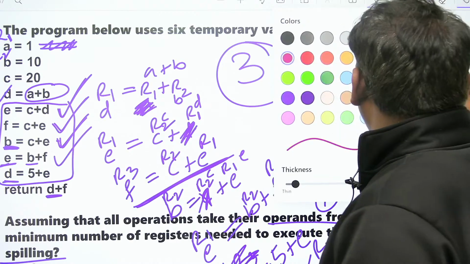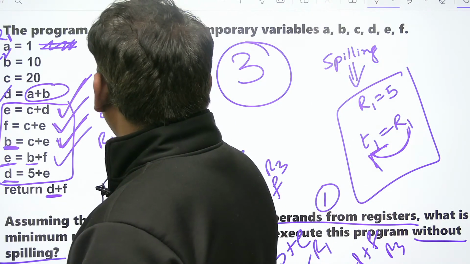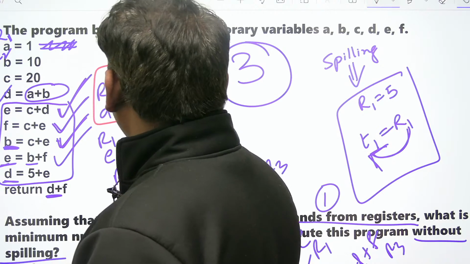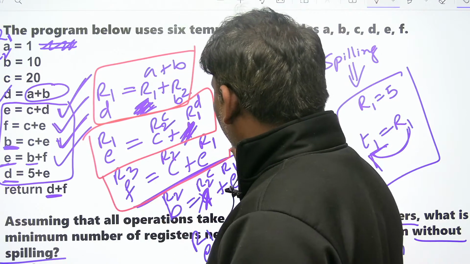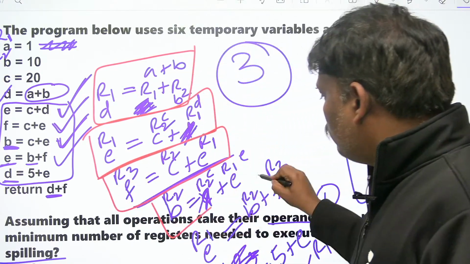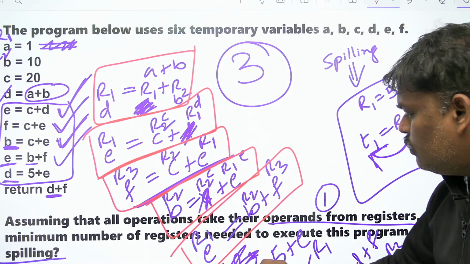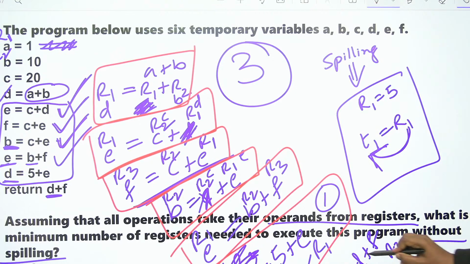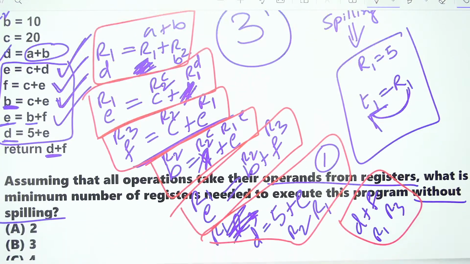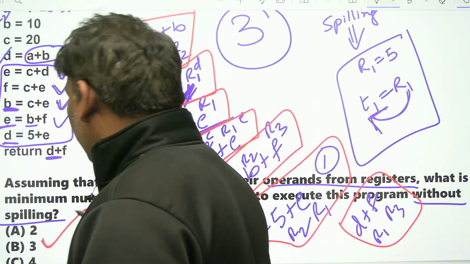Let me write it in a little better way. See this one, everyone. This is first. Check properly. This is second. This is third. Verify properly. This is 4, this is 5, this is 6, this is 7. Check properly. So 3 registers are more than enough.